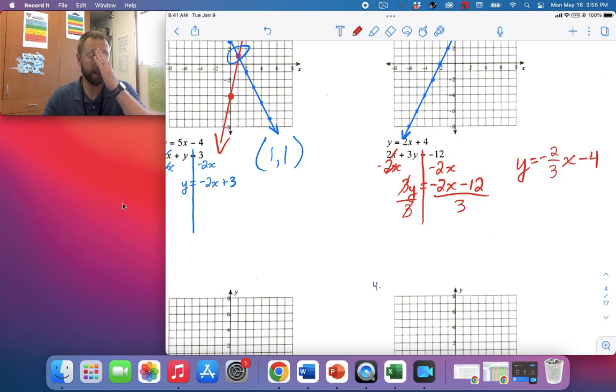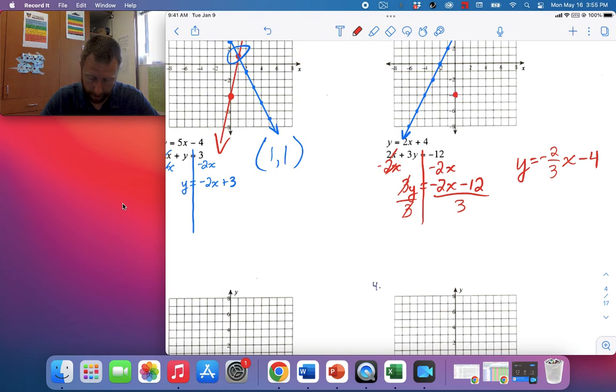So I'm going to start at negative 4, and my slope is negative 2/3, so I'm going to go down 2 and to the right 3. And that's all the further I can go in that direction. Go back to your beginning point, do the opposite. Up 2, left 3. Oh, I can see where they intersect. Do it again. Up 2, to the left 3. And that's all the further I can go.